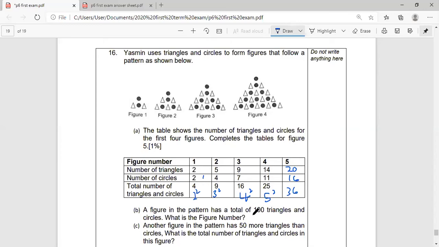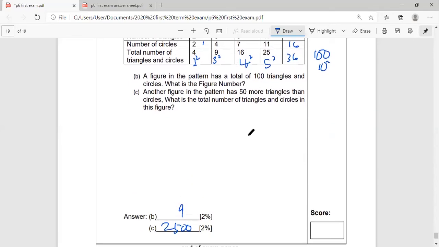Let's say you have 100 as the total number. 100 is actually 10 squared, 10 times 10 equals 100. Since we have noticed that the figure number is one less than the number we square, for 10 squared, the figure number should be 9. It follows the pattern. So for question B, the answer is 9.